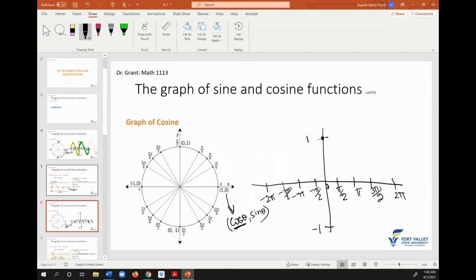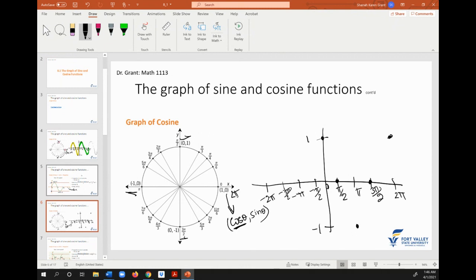At pi over 2, cosine is 0. At pi, cosine is -1. At 3 pi over 2, cosine is 0. And at 2 pi, cosine is 1.